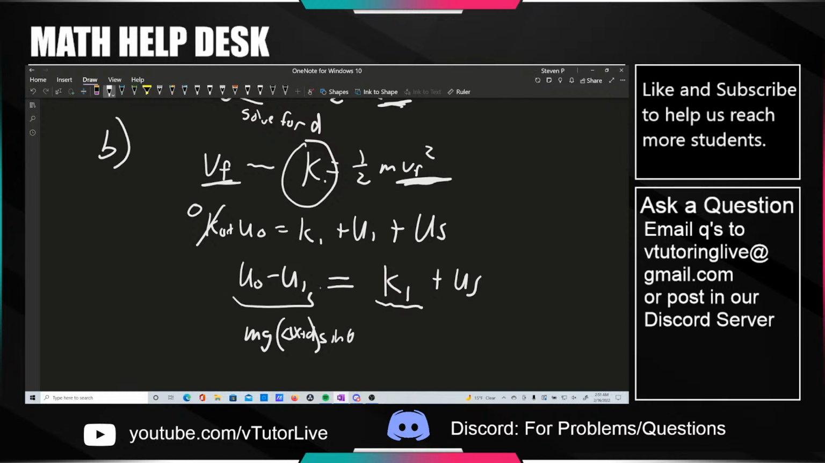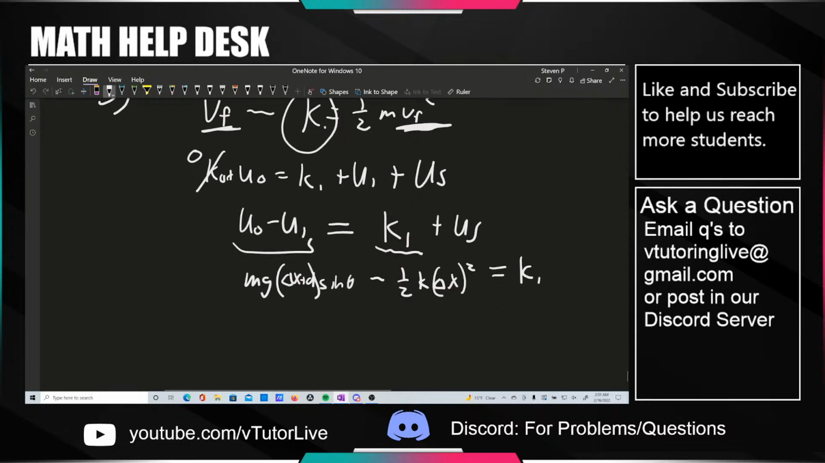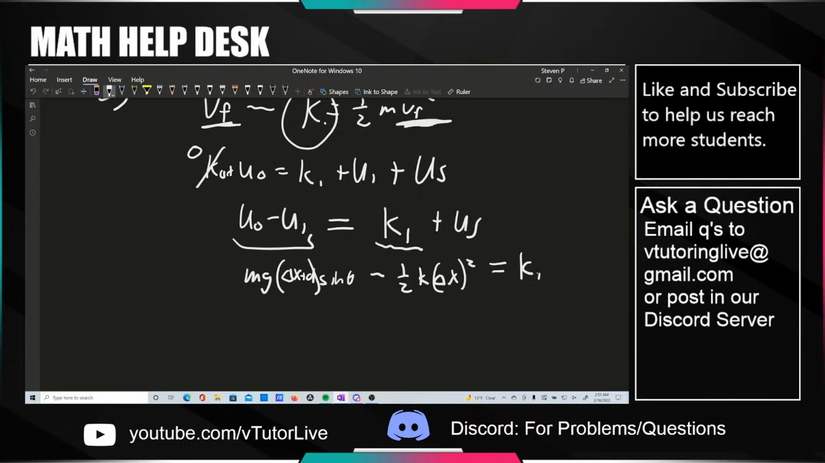All right, so that's that part. And then we're going to subtract out 1/2 k delta x squared, and that's going to be equal to K1. So at this point, I hope it should be clear. We're taking the derivative of everything here with respect to the delta x, the little displacement. So take that derivative and set it equal to 0 and solve for it to optimize.